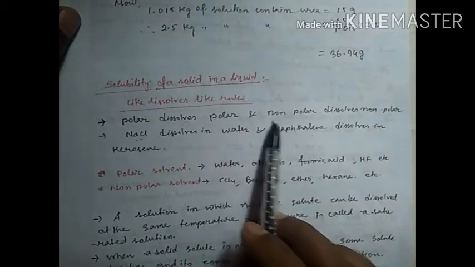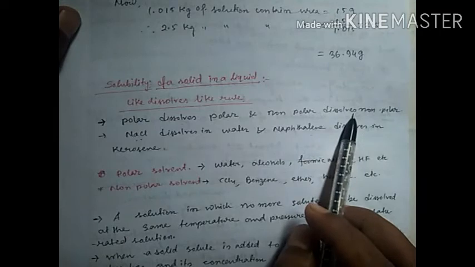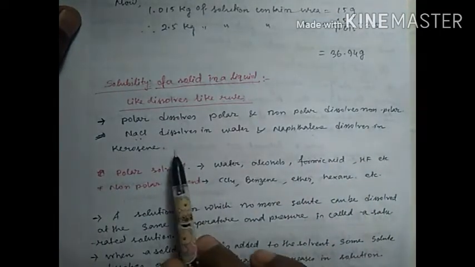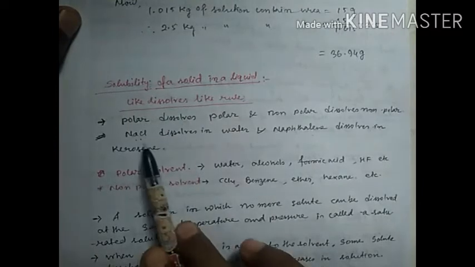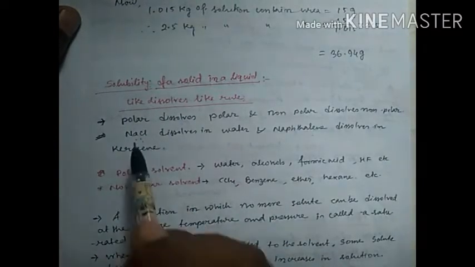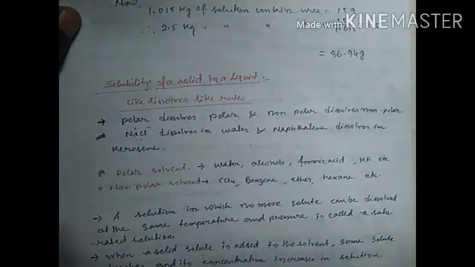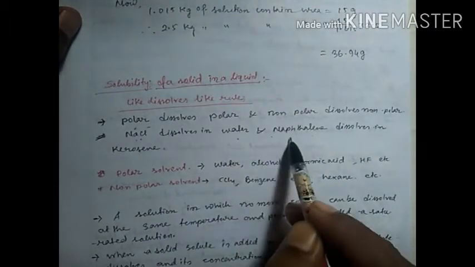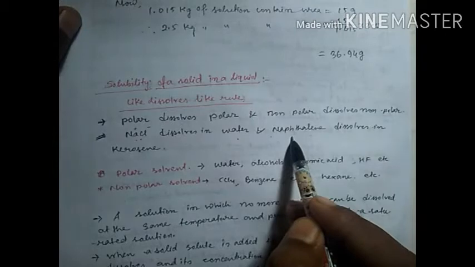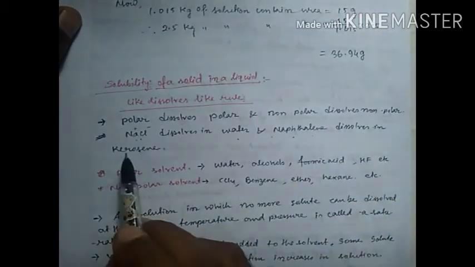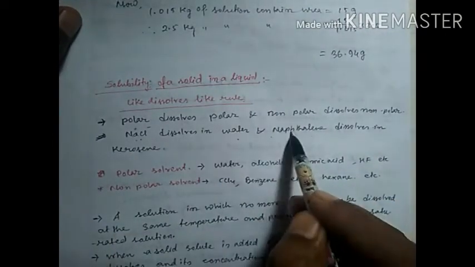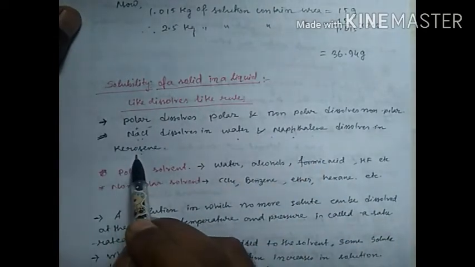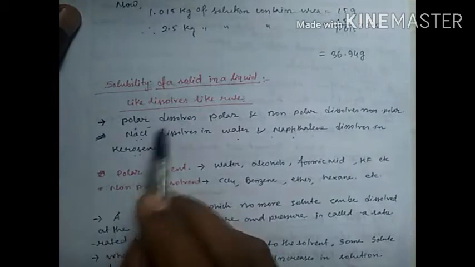Here also non-polar dissolves in non-polar molecule. Let's take an example. Sodium chloride dissolves in water because sodium chloride is polar, because sodium positive, chloride negative is there. Water is also polar. But naphthalene is non-polar. Naphthalene dissolves in kerosene, not in water, because naphthalene and kerosene, both compounds are non-polar.